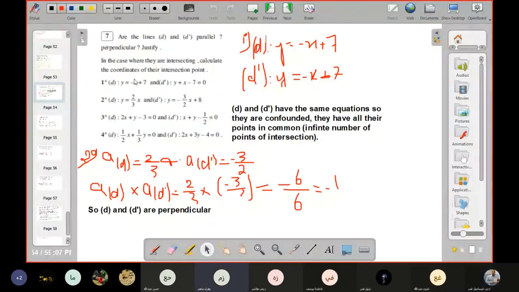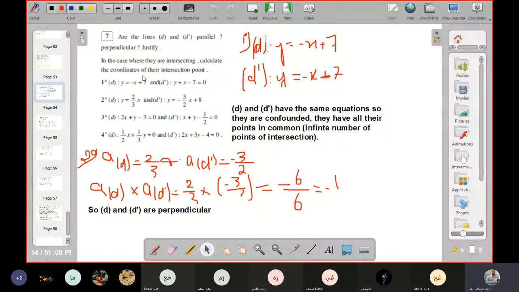Are the lines D and D prime parallel, perpendicular? Justify. In the case where they are intersecting, calculate the coordinates of their intersection point. We have solved parts 1, 2, and 3. We still have part 4.